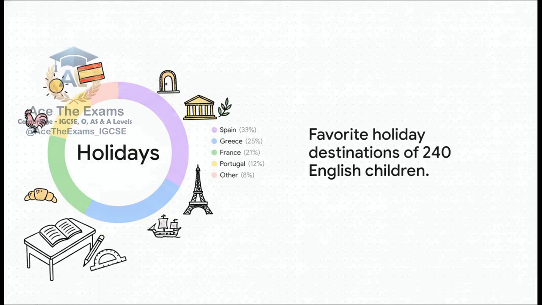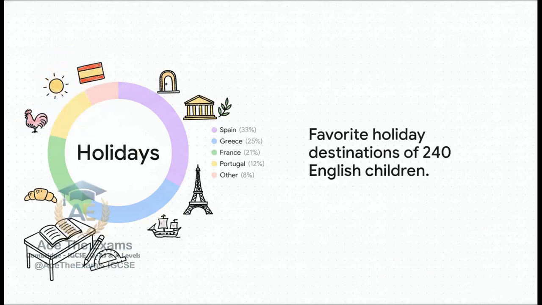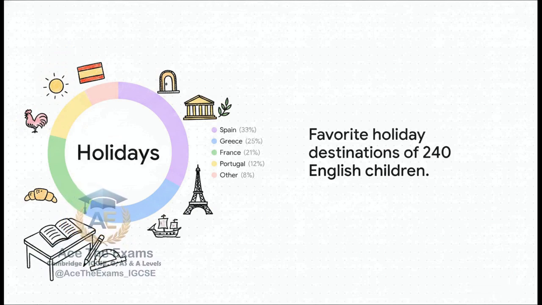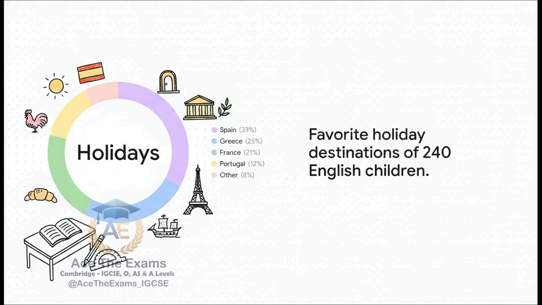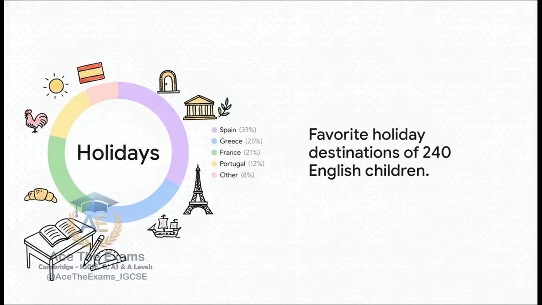For example, look at this survey. We asked 240 English children about their favorite holiday destinations. Instantly, your brain registers that the blue slice representing Spain is the largest. But here is the reality check. In a Cambridge exam, you aren't just looking at pretty colors. You are required to calculate the exact precise size of those slices based on the raw frequency of the data.